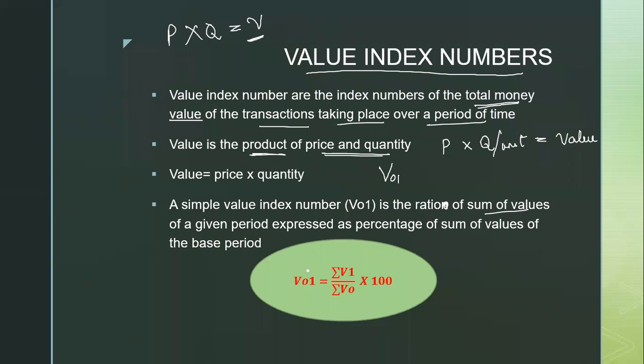So what is the formula? As with other formulas, it is the same: the current year divided by the base year into 100. So when we say value index number, the formula is summation V1, that is value of the current year, divided by value of the base year, into 100. Now how will you find the value? It is summation P1 Q1 divided by summation P0 Q0 into 100.